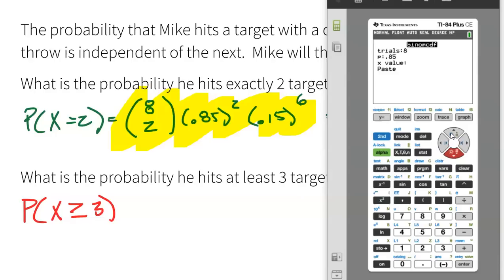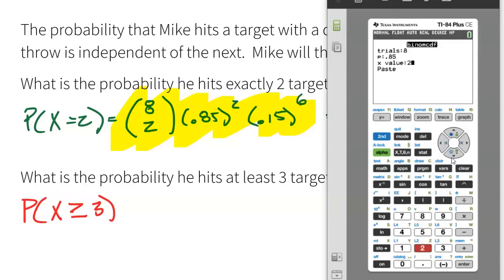So now you have to be careful here, because the question wants 3 or more. So here's what I'm going to do. CDF, if I type in a 2, because I'm typing in a 2, it's going to do 2, 1, and 0. It's going to do the number I tell it, or anything less. It's going to add all those probabilities together for me in one big swoop.